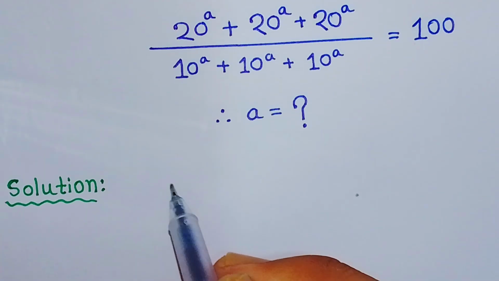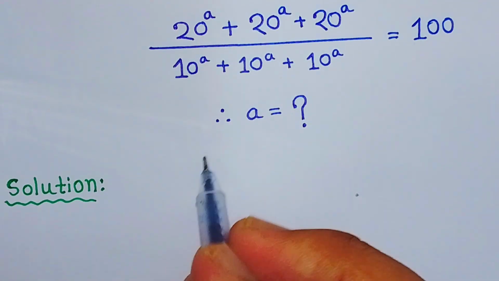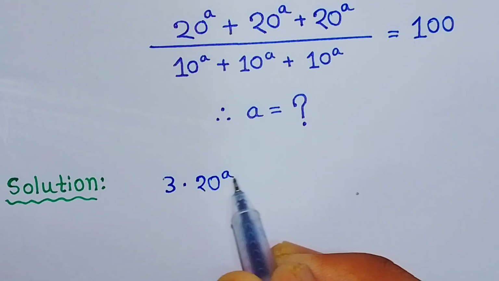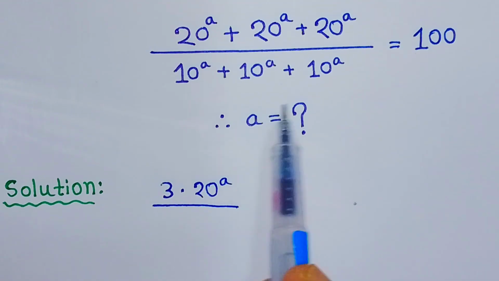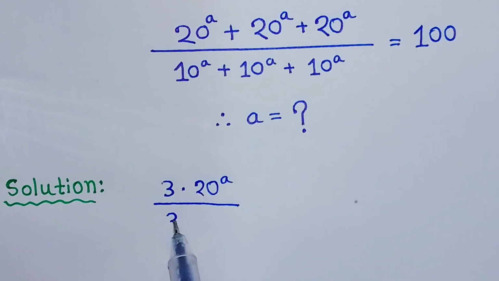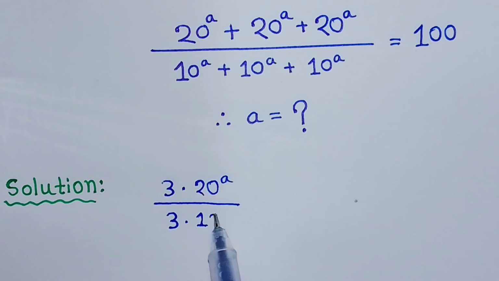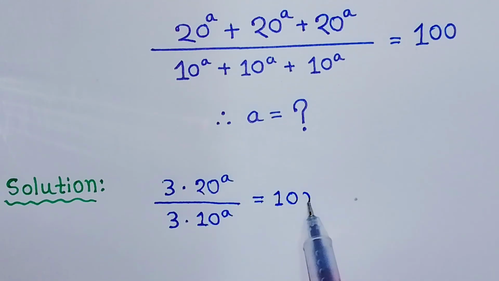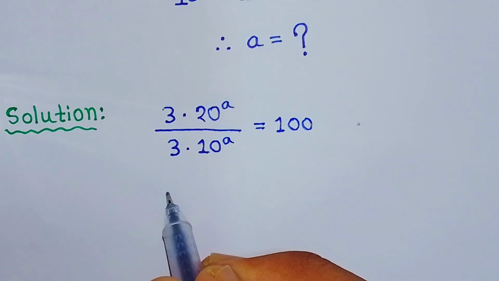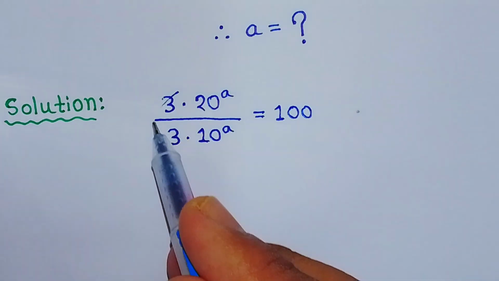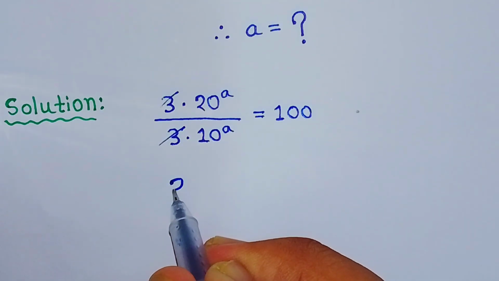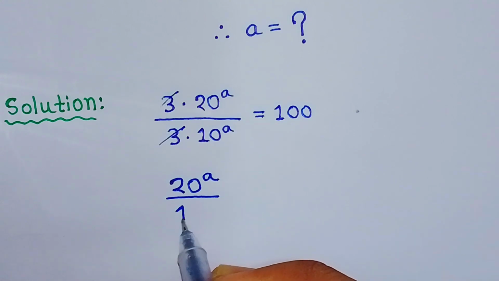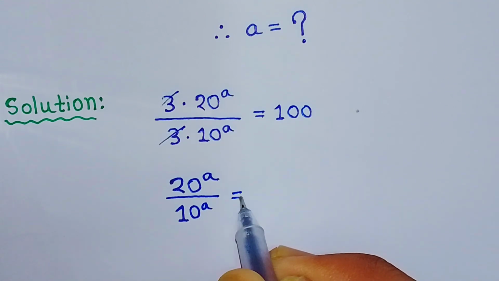So take a look. In here we can write this as 3 times 20^a divided by 3 times 10^a equals 100. So from here, this 3 and this 3 will be cancelled out. Then we can write 20^a divided by 10^a equals 100.